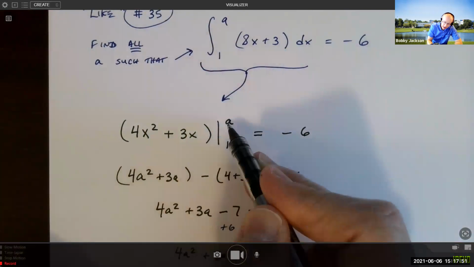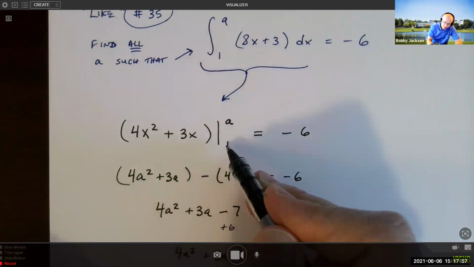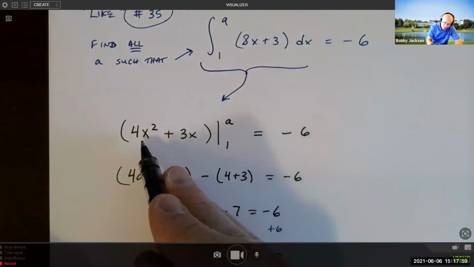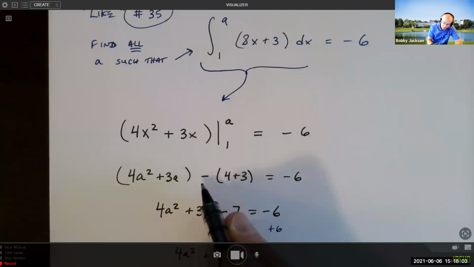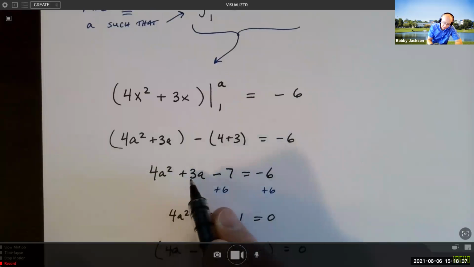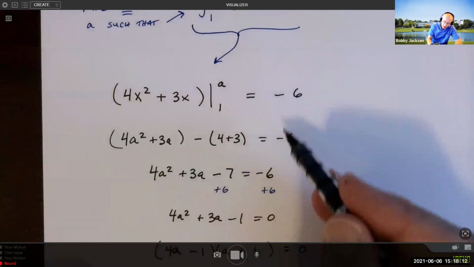And then we're going to evaluate this at the upper limit of a, so I plug in a here, and at the lower limit of 1. Notice when I square 1, I get 1, so I get 4 plus 3, or 7. Don't forget you're subtracting here. So it becomes 4a squared plus 3a minus 7. Now remember, this all was supposed to be equal to -6, which I've written over here.